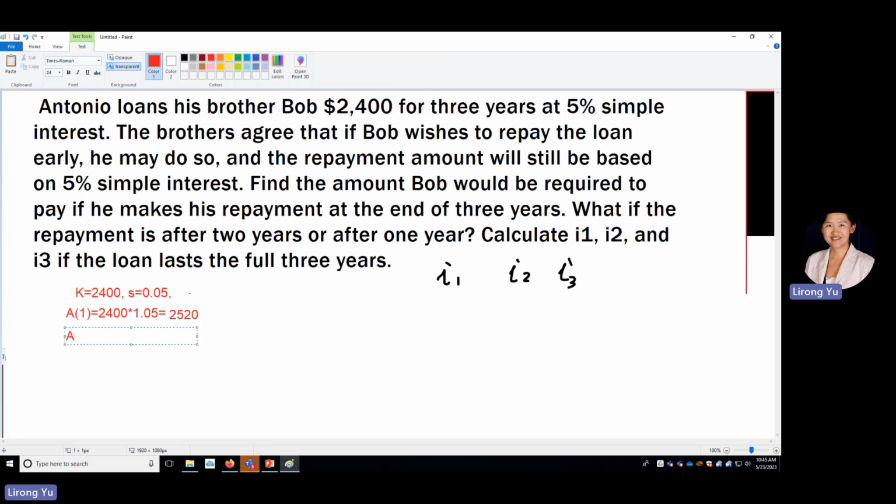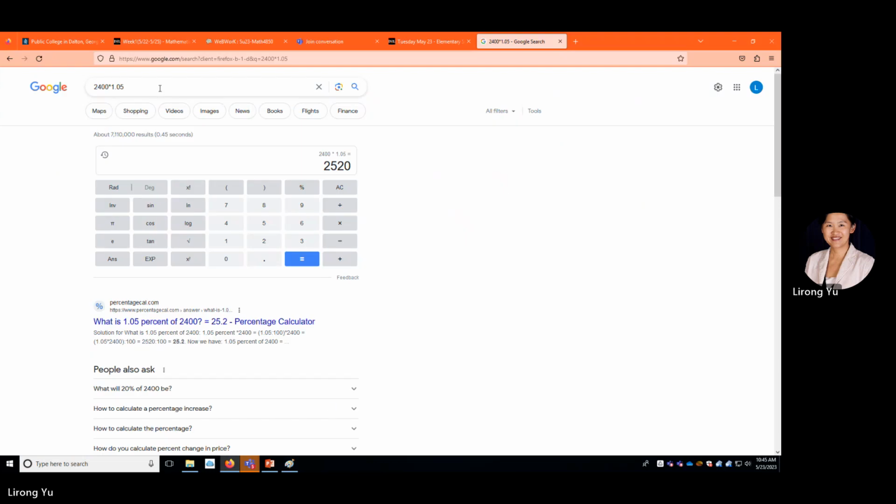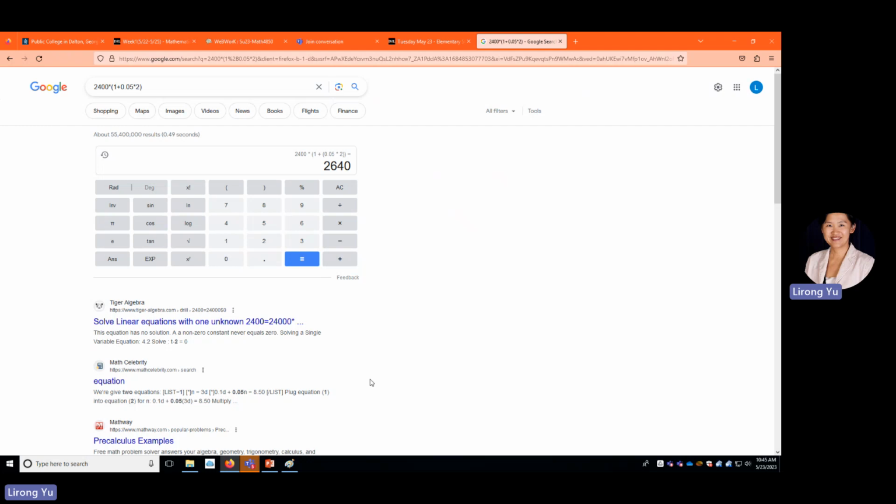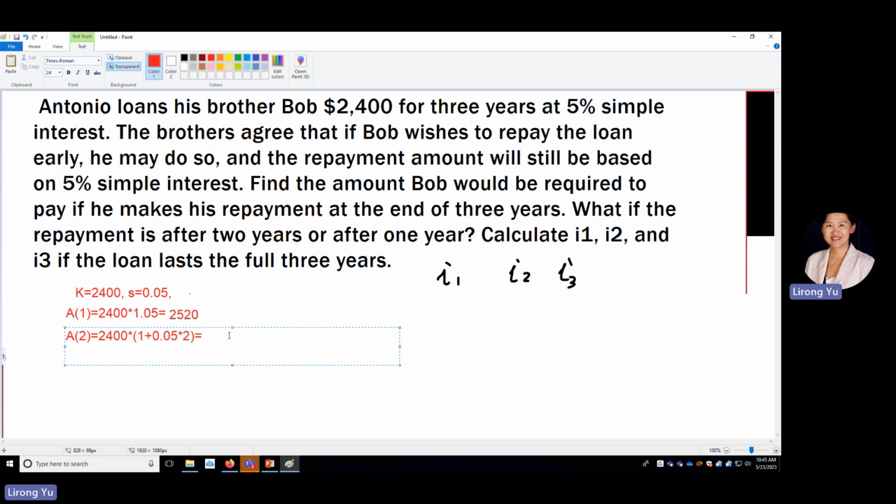If he repays in 2 years, that will be 2400 multiplied by the amount function. The amount function will be 1 plus 0.05, and this is 2 years, so times 2. What is this calculation going to give us? 2640.